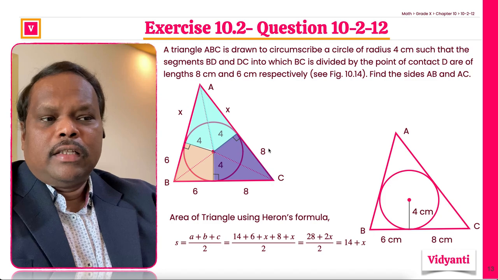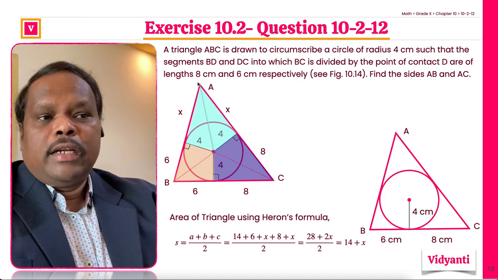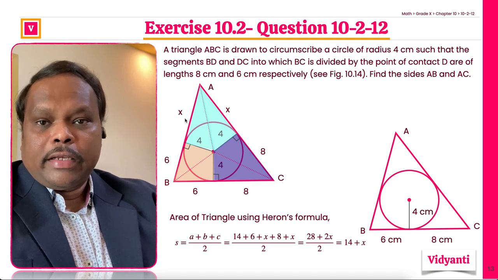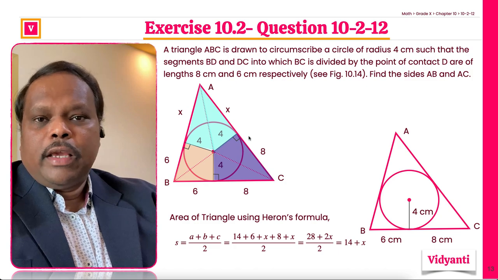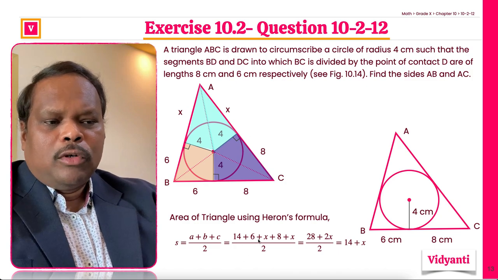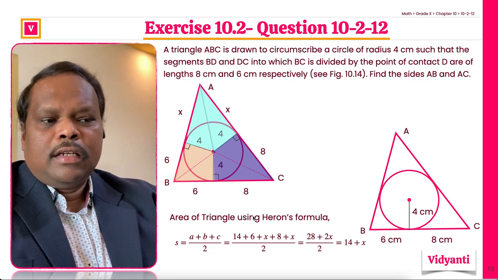If this is 8, then this is also 8. So that means the entire AB is 6 plus x. Entire AC will be x plus 8. So I'm going to just write that down. 14 is this side, BC. Then 6 plus x is this side, and x plus 8, or 8 plus x, is the AC side.